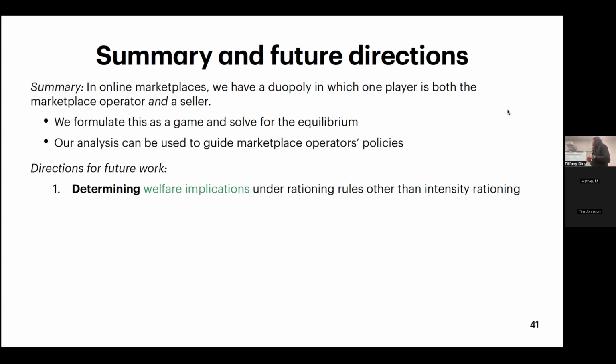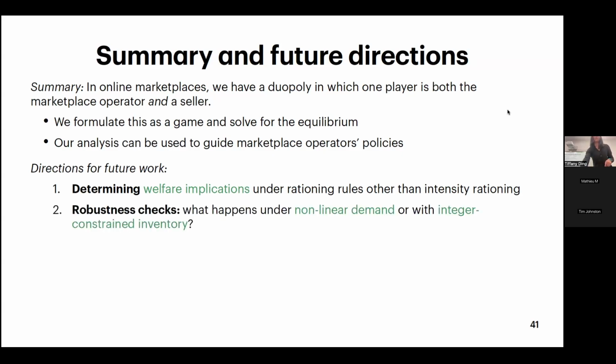So one would be determining welfare implications under proportional rationing. The analysis we've done so far is only for intensity rationing, because it's not straightforward to compute consumer surplus under proportional rationing. Second direction would be robustness checks. So what happens under other demand functions, or if your inventory is constrained to be an integer value. Implicitly, we're assuming now that Q can be any non-negative real number, but that might not be the case in practice.